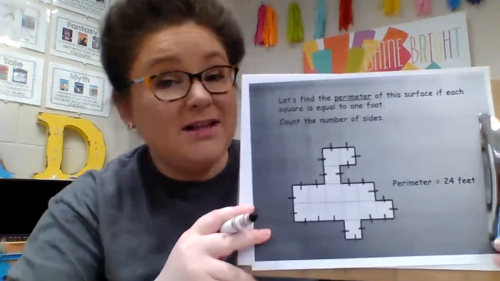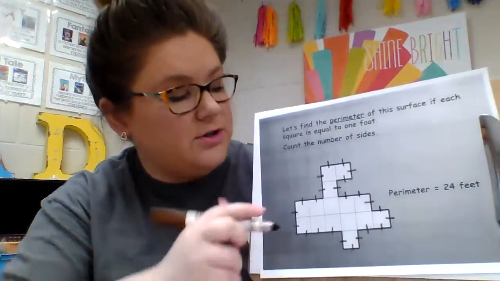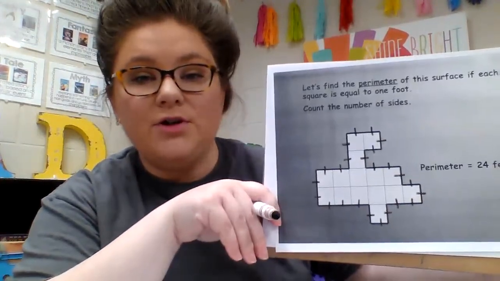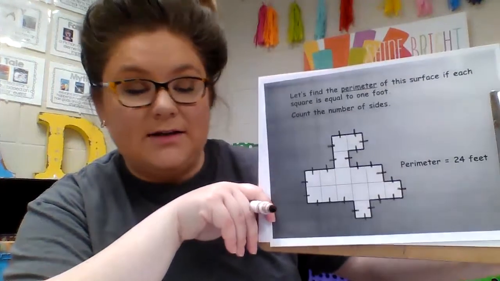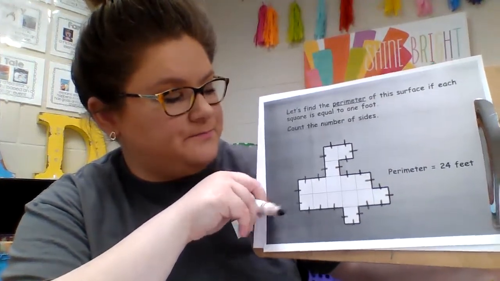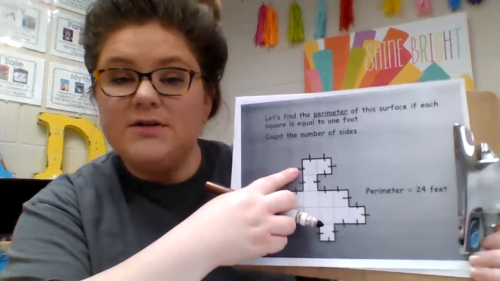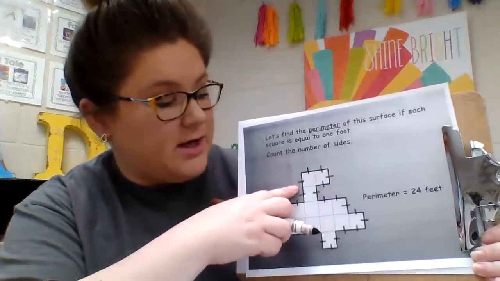All right, so it's a little bit different than area. Area, you are just counting the squares. Perimeter, you are getting every outside edge. So some squares may have more than one tick mark as you're counting around the edge.